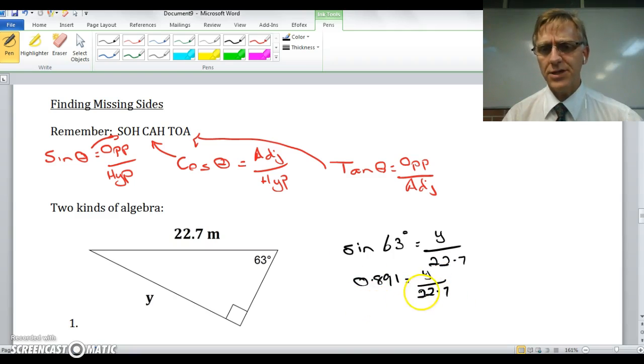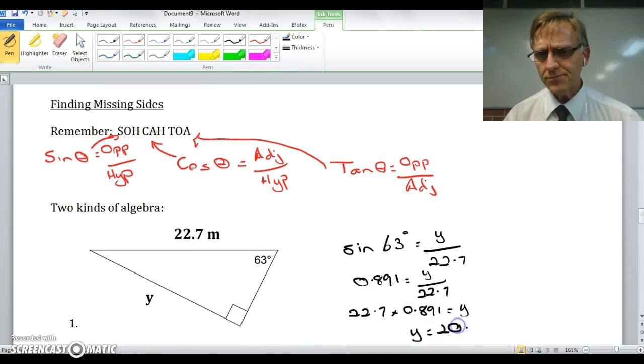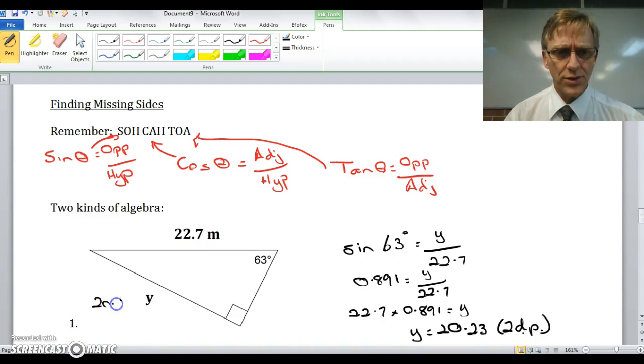And then rearrange that equation, multiply both sides by 22.7, I get 22.7 times 0.891 is equal to y, and y is equal to whatever that turns out to be, that times 22.7 is going to give me 20.23 to 2 decimal places. 20.23 to 2 dp. And I'm done. 20.23 is equal to y. We found the missing side.